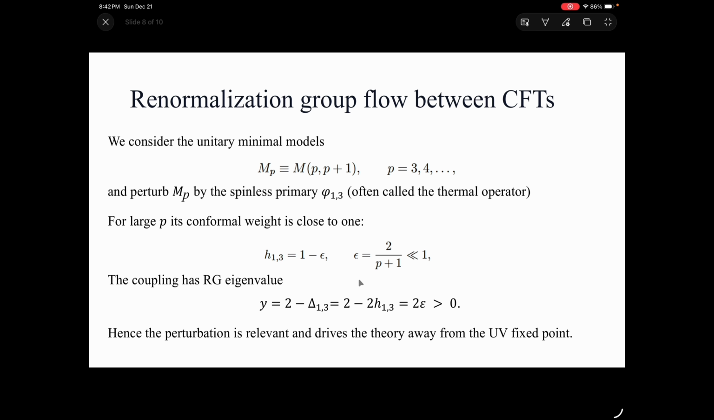According to the definition, the RG eigenvalue equals the spacetime dimension minus the scaling dimension, which is 2 minus 2 times h_13. It will be 2 epsilon. And by definition, epsilon is positive. Therefore, the RG eigenvalue is positive. This implies the theory becomes relevant after perturbation. It will drive the theory away from the UV fixed point and toward the IR regime.